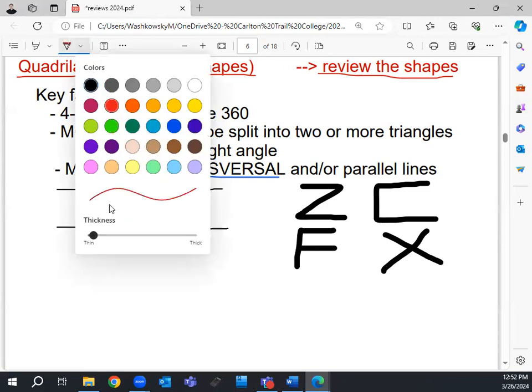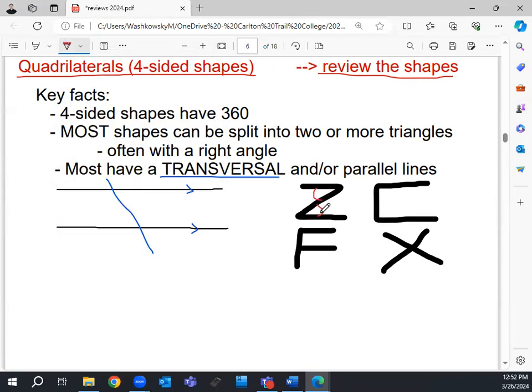Anyways, the main point here is that you use these shapes to find certain properties. For example, for the Z, I know that these two angles are the same. For a C, some look at this as a U as well, both of those need to add up to 180 degrees. For an F, hey, these two angles are the same. And then for an X, these two angles are the same. So we have a bunch of different properties we can generate from this.